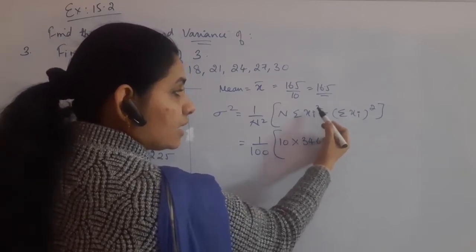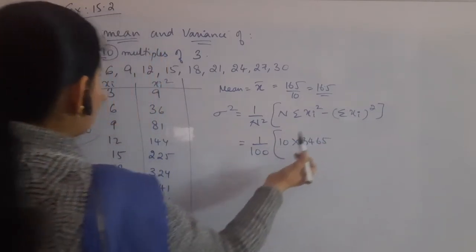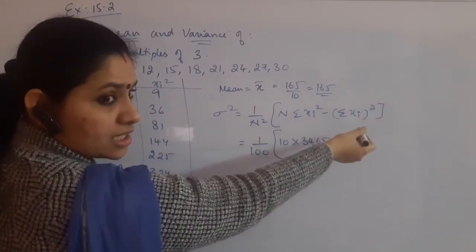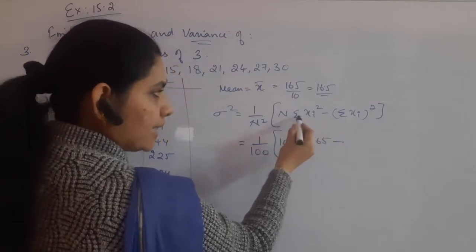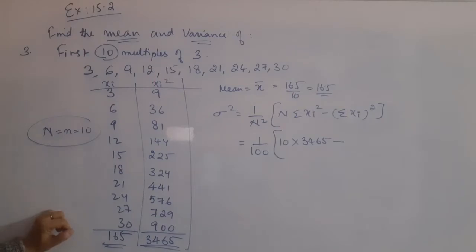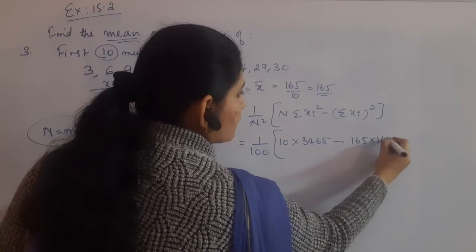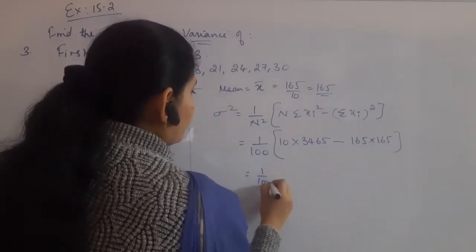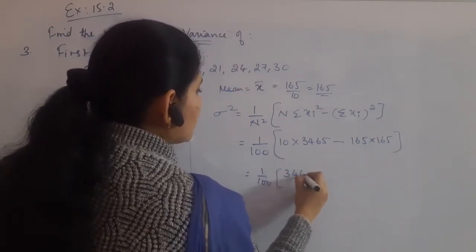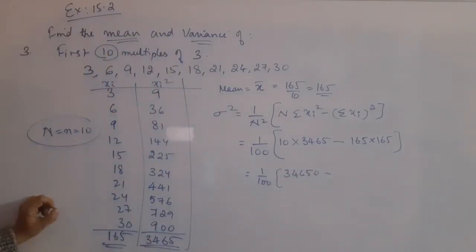This is finding out xi square and then taking the sum, and this is finding out the sum and then taking the square. Okay, square then sum, then square. Sigma xi, again you got sigma xi as 165. So it is 165 the whole square, or 165 into 165. Now how much you are getting? 34650 minus, what is the square of 165? Calculate. Square of 165 is 27225.